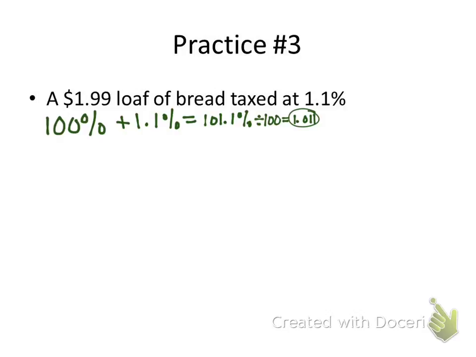$1.99. There we go, got it. And what's my multiplier, Kristen? Tell me. I can see it, but I want to hear it. Okay, good. So when we take $1.99 times 1.011, what do I end up with, Amaya? 2.01189.